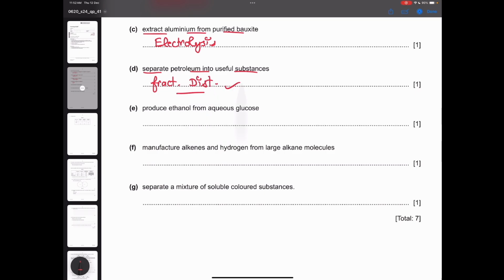All right. Produce ethanol from aqueous glucose. Now, in organic chemistry, we have studied two methods to create alcohol. One is by fermentation, the other one is by addition reaction of steam with alkene, right? But in this case, this is a fermentation, so you mention fermentation where yeast is also required. Yeast helps in this, all right?